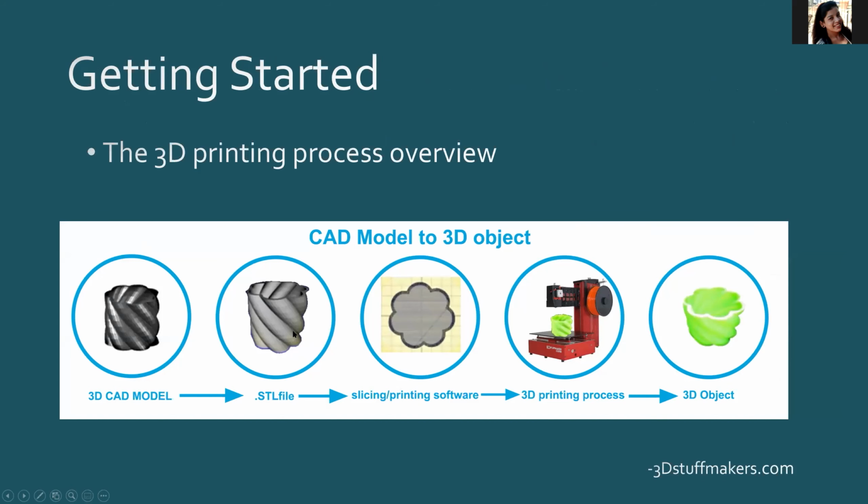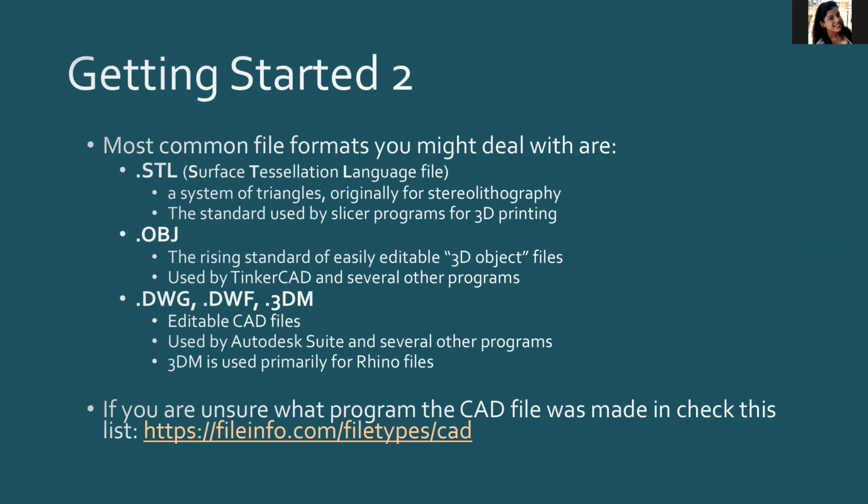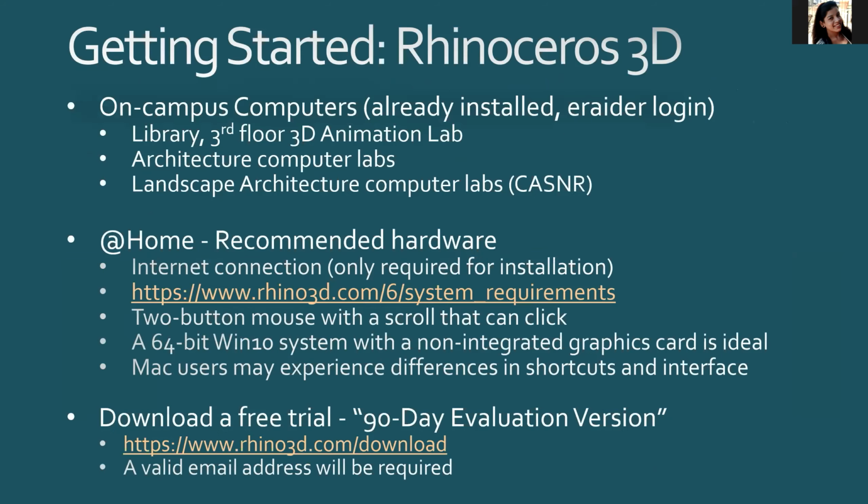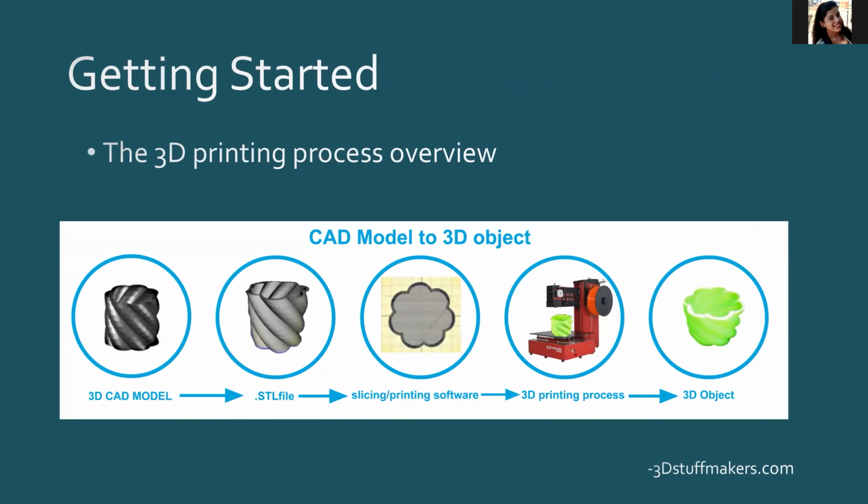Let's see, do I define it? Yeah, surface tessellation language file. So you're tessellating it, turning it into triangles or polygons, and then that is what you can use for 3D printing and slicing, right? And that's what determines this.